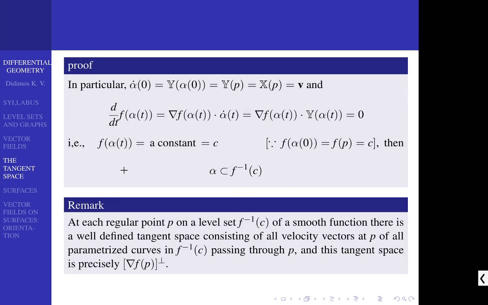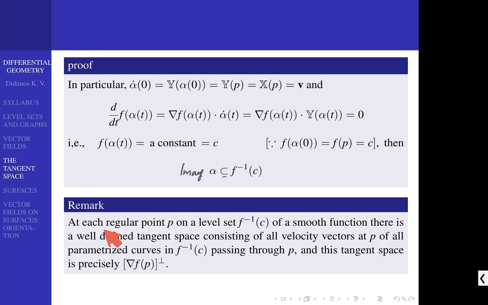If this is 0, we can say that this is the derivative of f composition alpha. So f composition alpha is a constant. But we know that at the point p, f of alpha of 0, that is f of p, we have c, because p belongs to f inverse c. So in that case, the derivative is 0, and at least at one point we have the value c. Therefore, we know that this f composition alpha is always c. Okay, so this shows that alpha of t belongs to f inverse c. That means the image of alpha is fully contained in f inverse c. This shows that alpha is a parameterized curve which is fully contained in f inverse c, and this alpha dot 0 is this v. Therefore, v is a tangent vector.